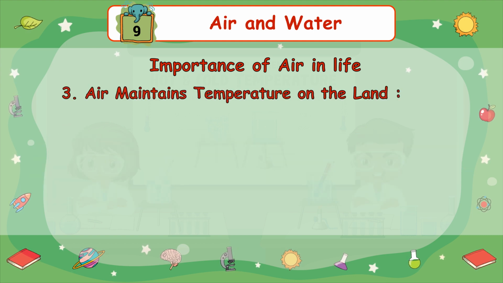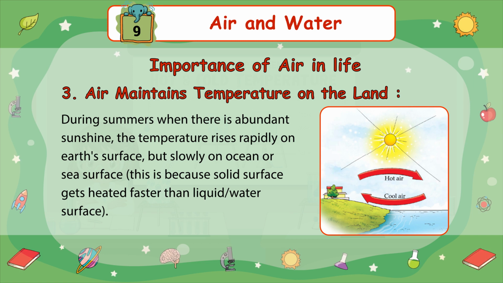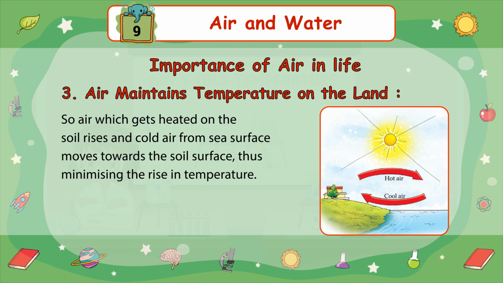Number 3. Air maintains temperature on land. During summers, when there is abundant sunshine, the temperature rises rapidly on the Earth's surface, but slowly on the ocean or sea surface. This is because solid surfaces heat faster than liquid water surfaces. So, air, which gets heated on the soil, rises, and cold air from the sea surface moves towards the soil surface, thus minimizing the rise in temperature.